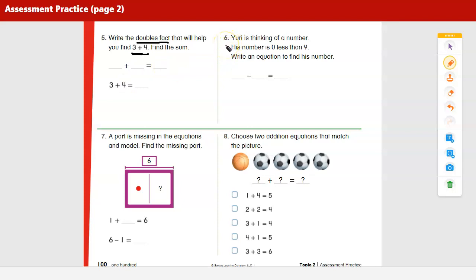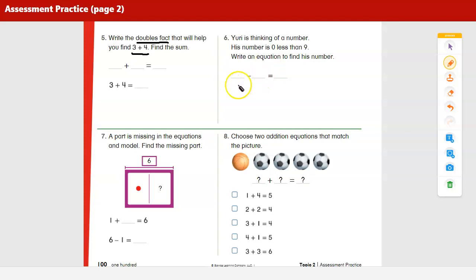Number 6 says Yuri is thinking of a number. His number is 0 less than 9. Write an equation to find his number. So boys and girls, the wording on this might be a little bit confusing, but on number 6, what it is saying is that Yuri's number is 0 less than 9. So if it is 0 less than 9, we know that the number 0 means there are no numbers. So if it is 0 less than the number 9, that means that our answer would have to be 9.